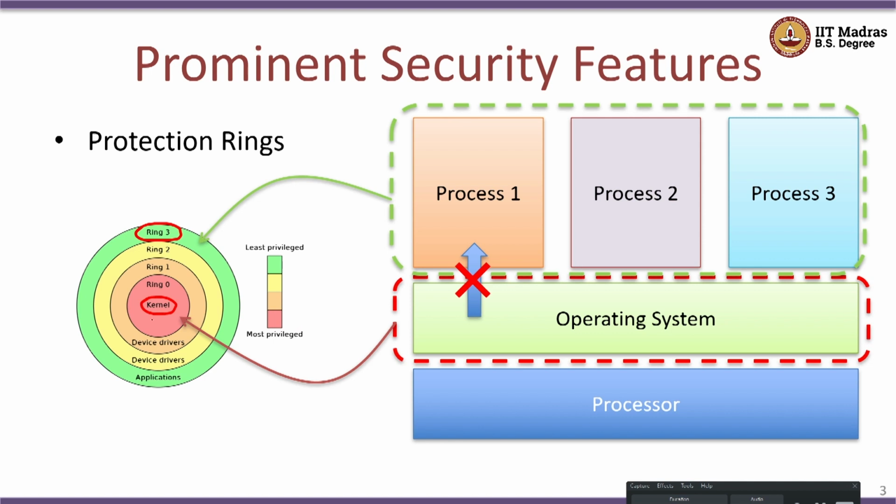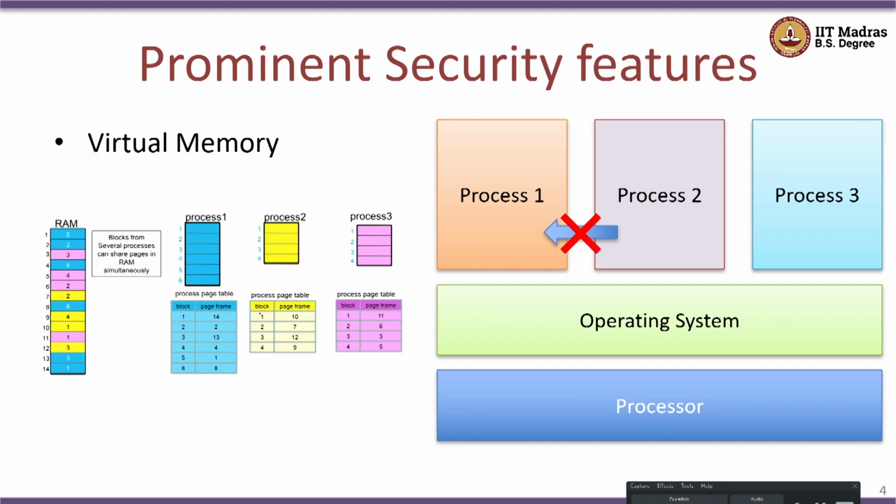Okay, so in general, any ring, say ring I, can only access ring J such that J is greater than or equal to I, right? On the other hand, it cannot access rings which are lower than that. That is, for instance, if I equals 2, then ring 0 and ring 1 are not accessible, right?